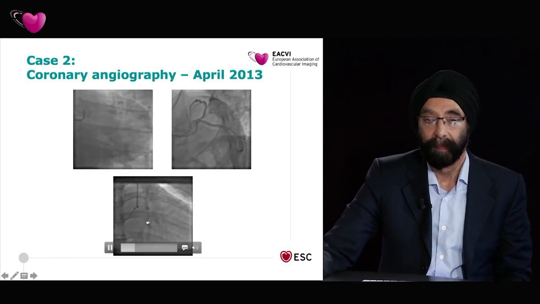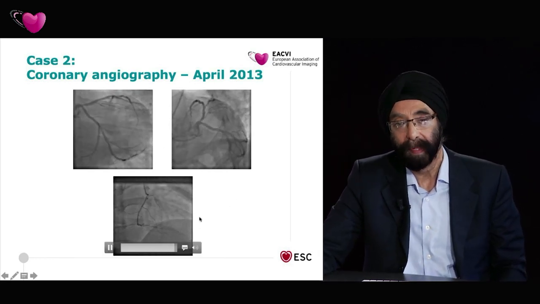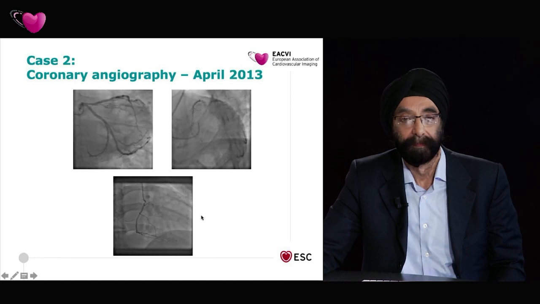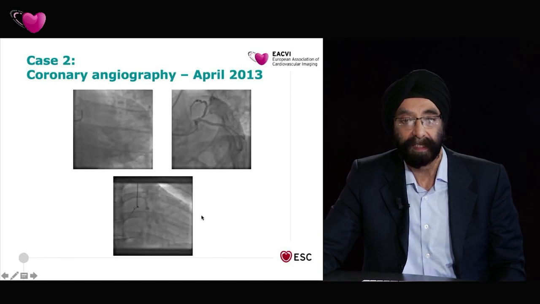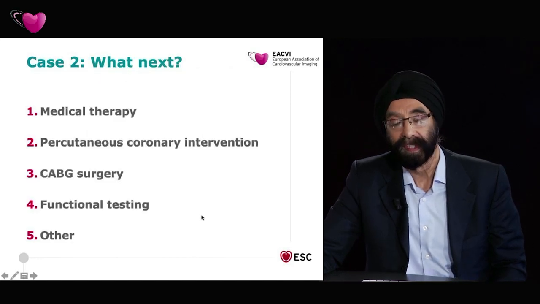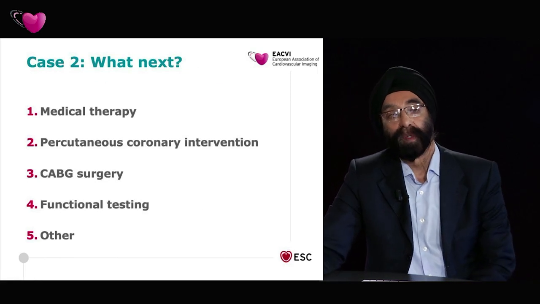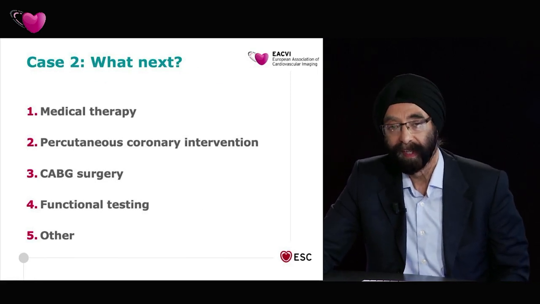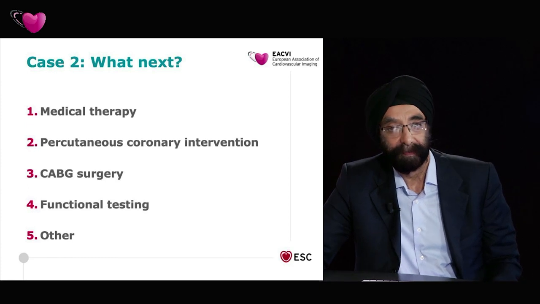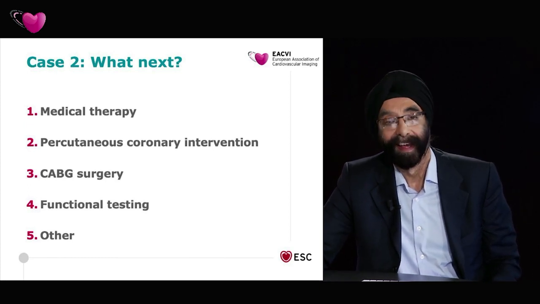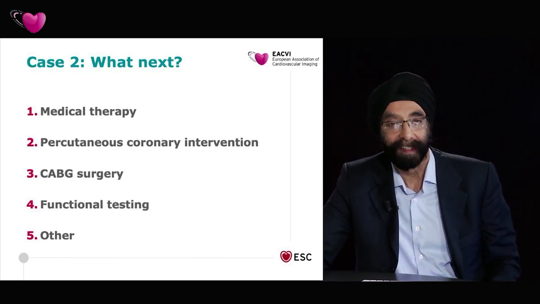There's also some diffuse disease of the PDA branch of the right coronary artery. So he has clear coronary artery disease. And my clinical question to you is, what would you do next? Now, this case was from 2013, and obviously, we've already mentioned the ischemia trial and the implications of that. So what would you do?